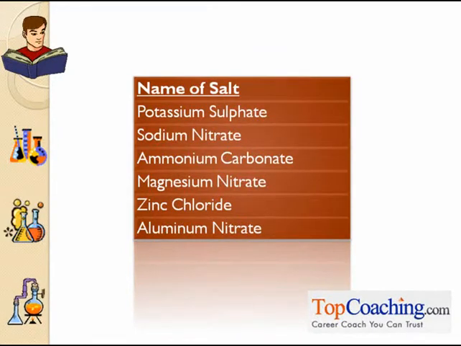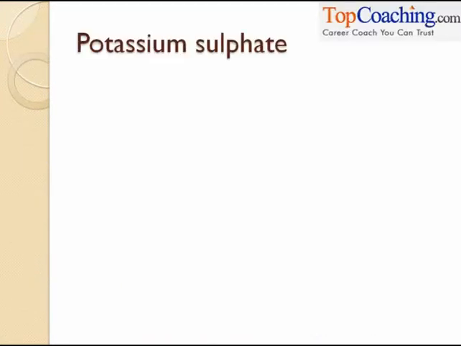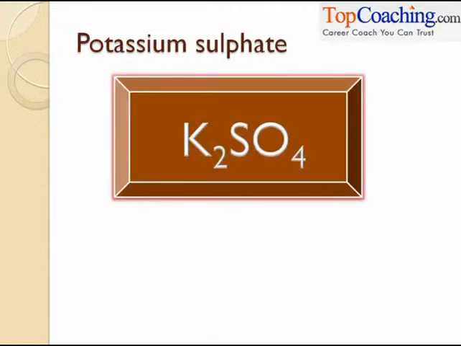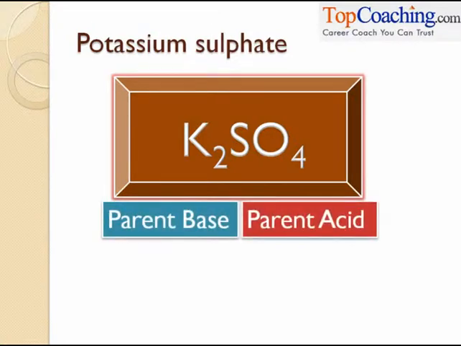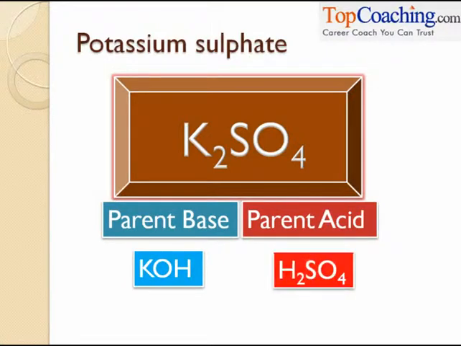It's not as complicated as it seems. In fact, it's quite simple. Let's begin with the first salt. We have to find its parent base and parent acid. Potassium sulphate is K2SO4. The first part of this represents the parent base, and the second part of this salt's formula represents the parent acid. So clearly, K, potassium ion, comes from KOH or potassium hydroxide. So potassium hydroxide is the parent base, and sulfuric acid is the parent acid because the SO4 or sulphate ion comes from H2SO4.